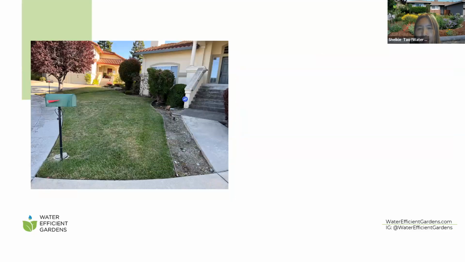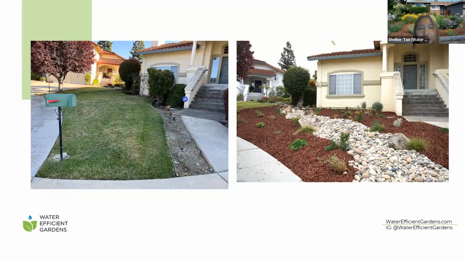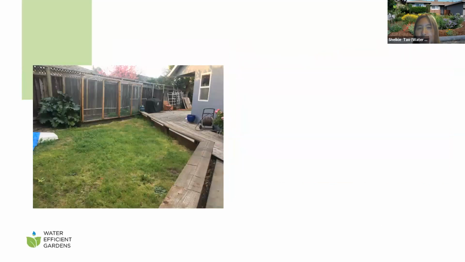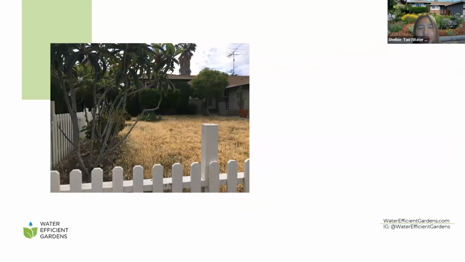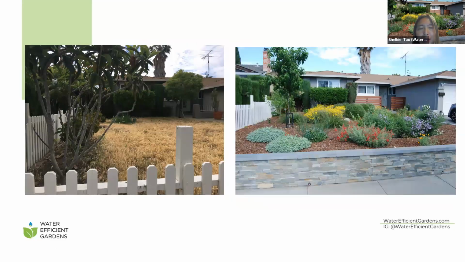Yard 3. Yard 4. And yard 5. So this one, it's also a lawn, but the owner just stopped the water, so it turned yellow, but it was a lawn. So these are the 5 yards we just looked at, right?